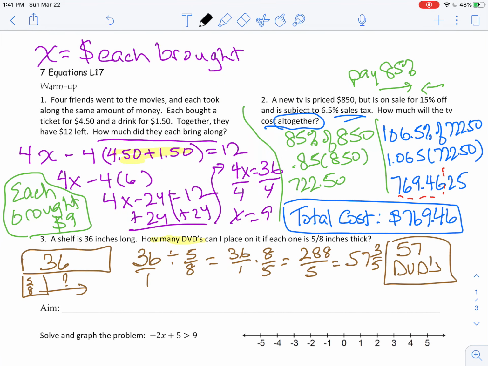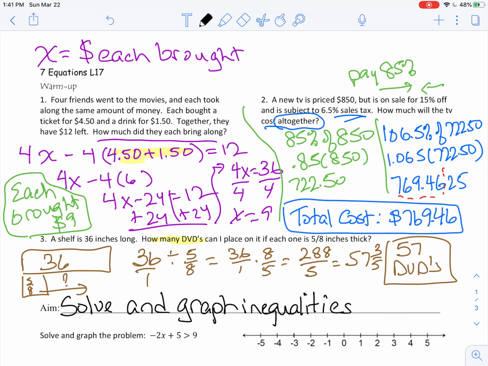All right. That brings us to today's lesson. Today we're going to continue working with inequalities. So we're going to solve and graph inequalities. But today we're going to do just a little bit different here. We're going to do everything that we did yesterday, except for there's going to be a little bit of a twist, a little bit of a trick. Solve and graph inequalities with, very important, negative coefficients.